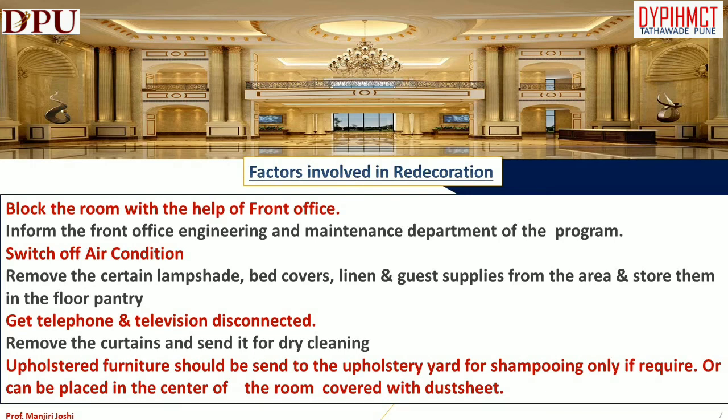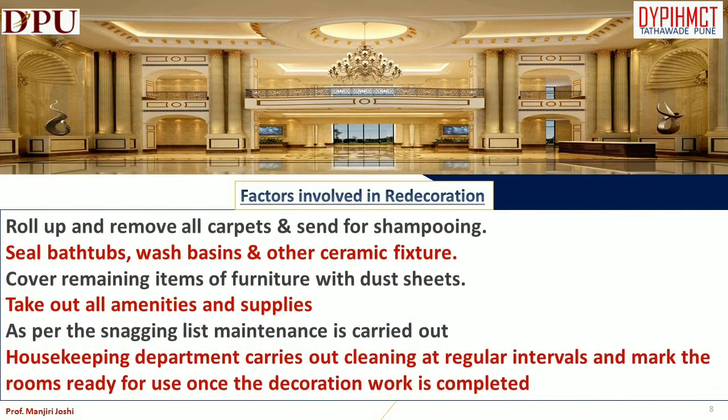Remove the curtains and send them for dry cleaning. Upholstered furniture should be sent to the laundry for shampooing only if required, or it can be placed in the center of the room covered with a dust sheet. Roll up and remove carpets and send for shampooing. Seal bathtub, wash basin, and other ceramic fixtures. Cover remaining items of furniture with dust sheet. Take out all amenities and supplies.